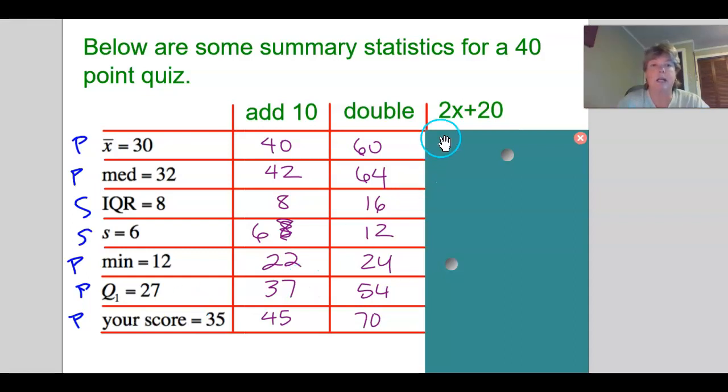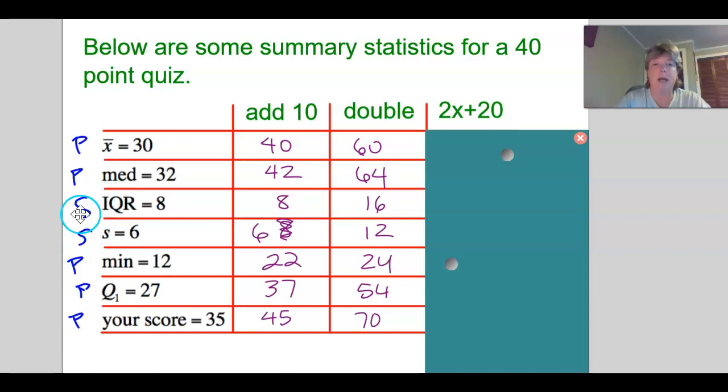So the first thing that's going to happen is that scaling right here. And that scaling we already did. That's this column right here. And then the plus 20 is a shift. So everything's going to get multiplied by 2, but the only things that are going to get 20 added to them are measures of position. So all the things that are listed over here as a measure of position will get doubled and add 20.